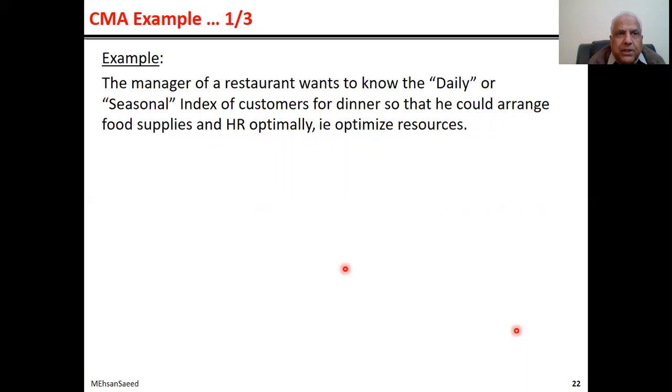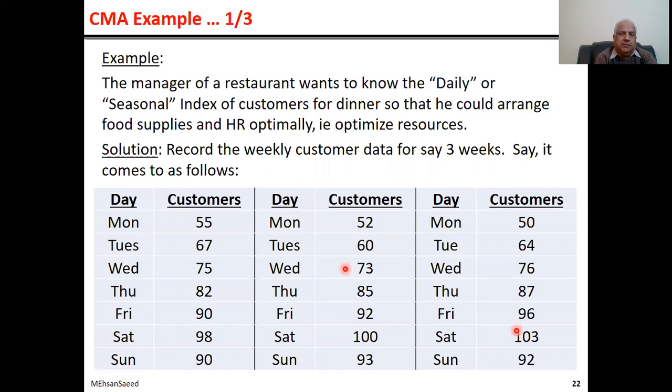How much milk should he order for Sunday or Monday or Tuesday or Wednesday? And likewise, other commodities. And he can apply the same principle for human resources. How many waiters he should hire or he should have on a Sunday or Saturday, and how many on a Wednesday. So what he can do is collect the data over a period of time. He collects the data over, let us say, 3 weeks, and these are the figures he gets.